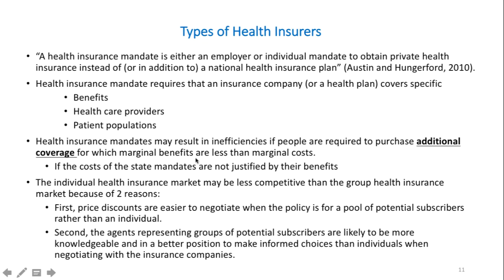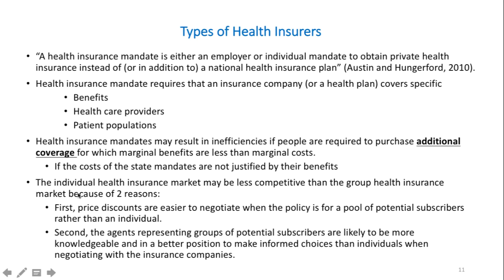The health insurance mandate may result in inefficiency if people are required to purchase additional coverage for which the marginal benefit is less than the marginal cost. If the market is not working well and people feel insecure, they may over-purchase different types of health insurance, and that creates inefficiency in the market, because in that case the marginal cost exceeds the marginal benefit. If the cost of state mandates is not justified by their benefits, this is inefficiency in the market.